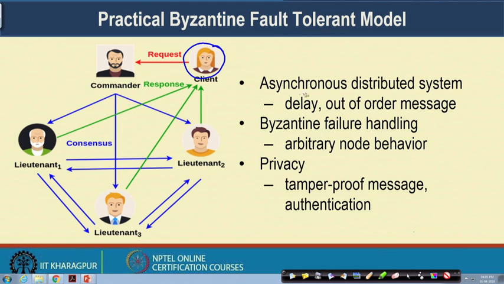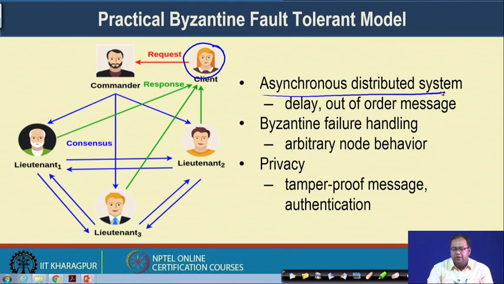If the transaction can be committed in the system, then that response is sent back to the client. So, that way this entire system works. Now, as you have assumed that it is an asynchronous distributed system, because it is an asynchronous distributed system, you can have delay in transmitting the message, and you can also receive out of order messages. Then the system can have Byzantine failure, like arbitrary node behavior.